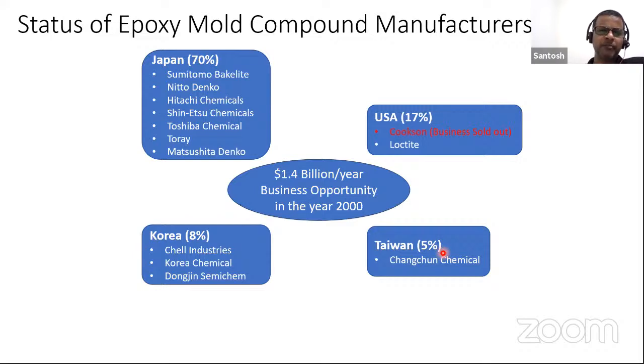In terms of top manufacturers of epoxy mold compounds, Sumitomo is number one, followed by Nitto. Cookson used to be a big player in the USA. I used to work in this company. I put it in red because this business of Cookson is no more. This business has been sold out. That's why I put it in red. Then Taiwan. There are other small players in other countries.